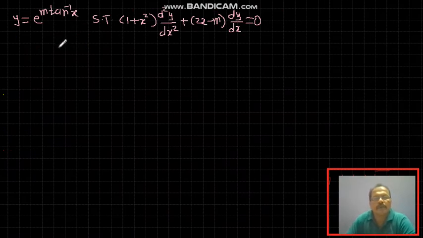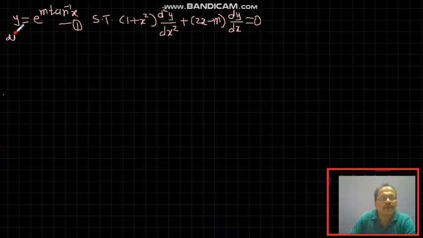The next problem I am taking from textbook. If y is equal to e raised to m tan inverse x, show that 1 plus x square into d2y by dx square plus 2x minus m dy by dx is equal to 0. Y is equal to e raised to m tan inverse x. I am calling this as number 1.